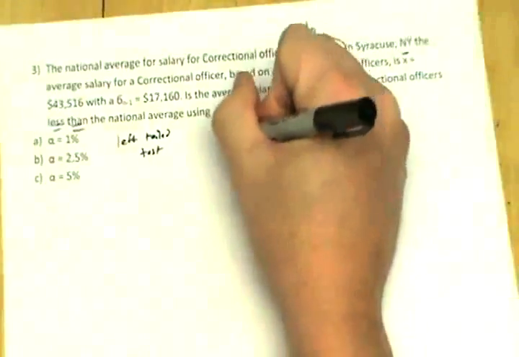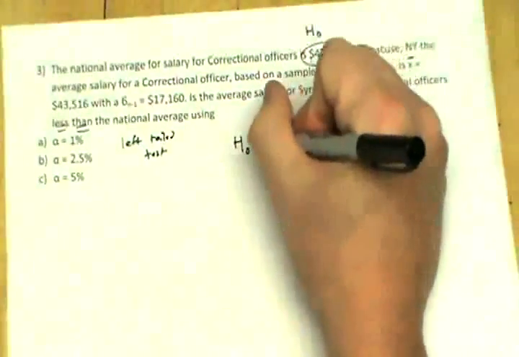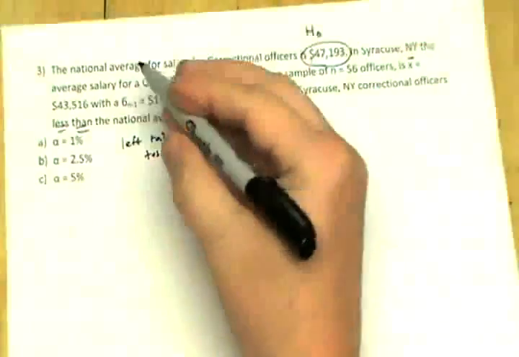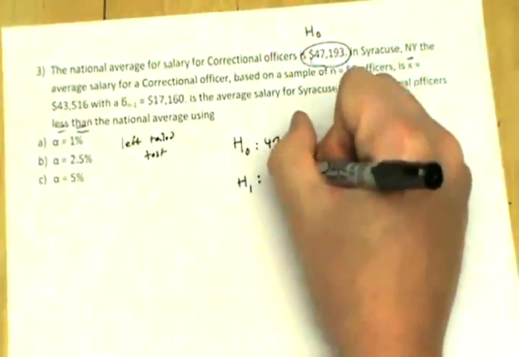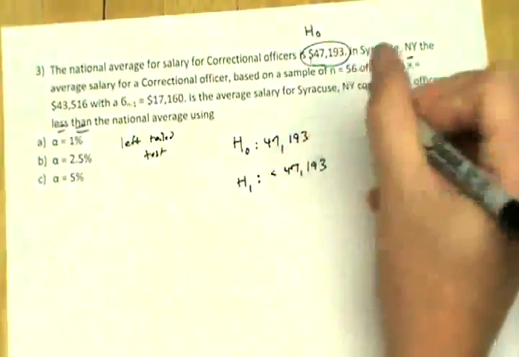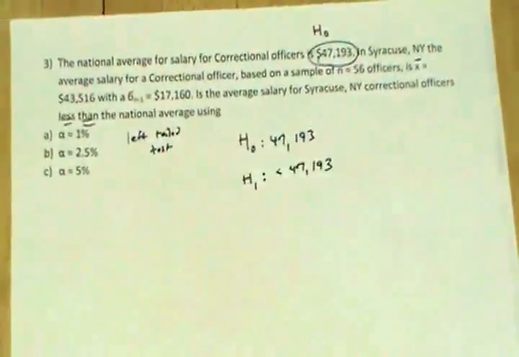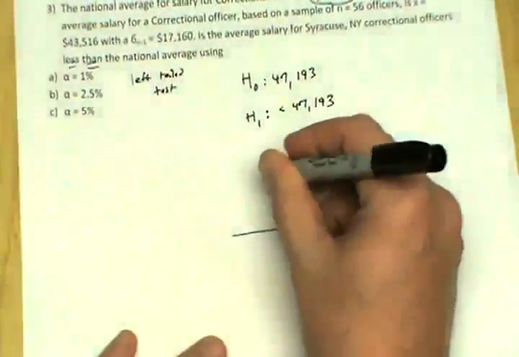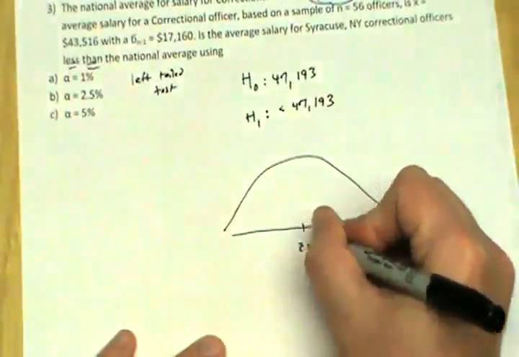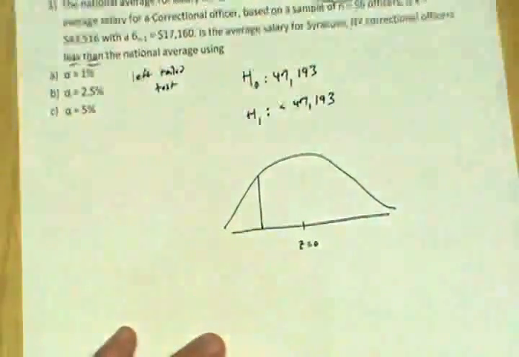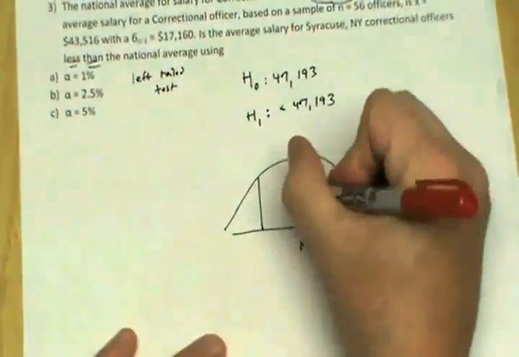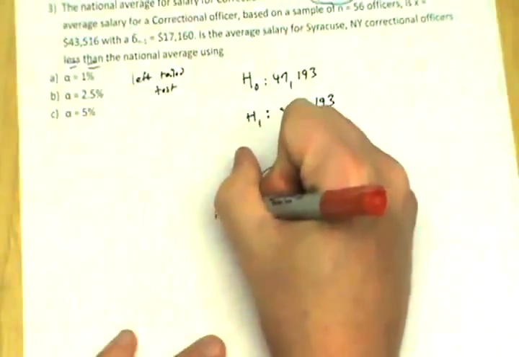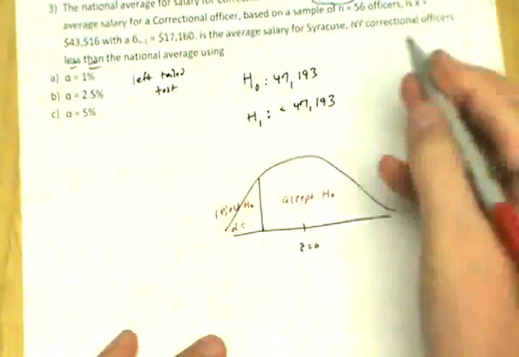All right, so here we go. We're going to label our H0. Our H0 is what they stated, which is the salary is $47,193. The alternate hypothesis is going to be a left-tailed test, so that means is it less than $47,193? Okay. We're going to draw ourselves a bell-shaped curve. We're going to place a critical value on the left-hand side. Everything here is accept H0. The tail is reject H0. And we're going to place that alpha in the tail, which is 1%.